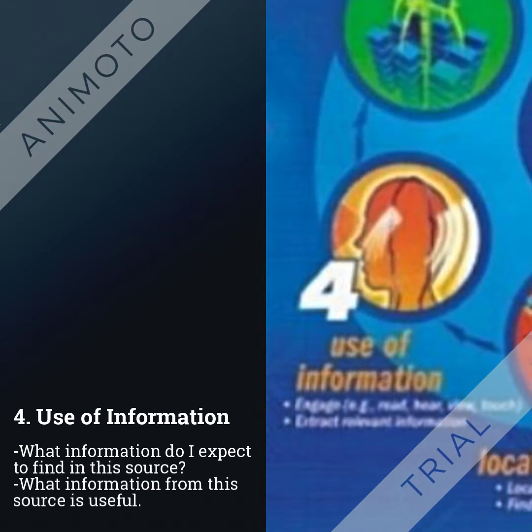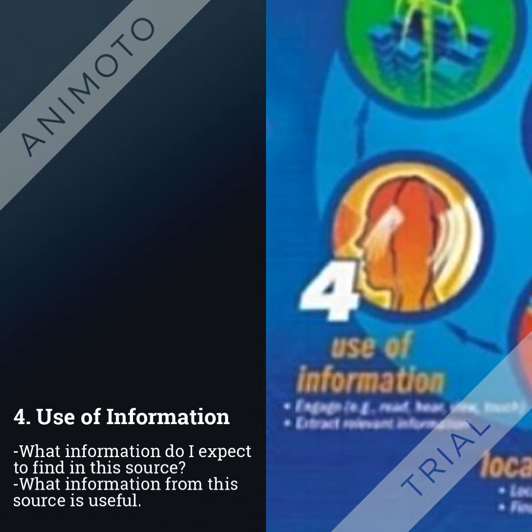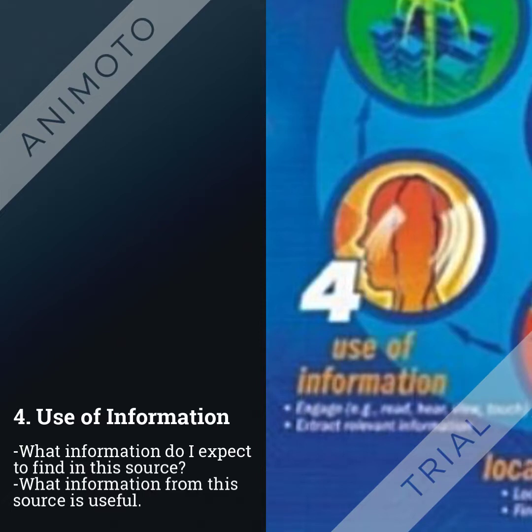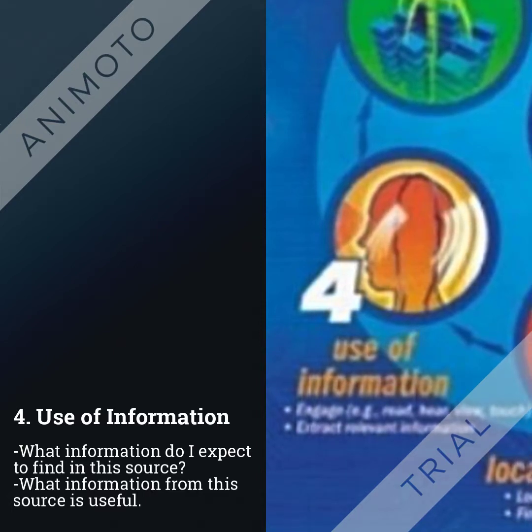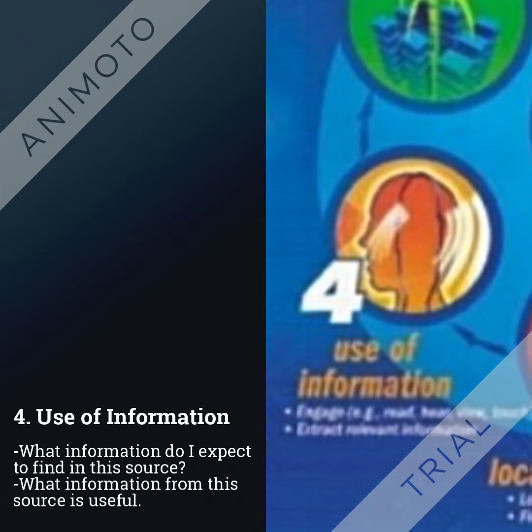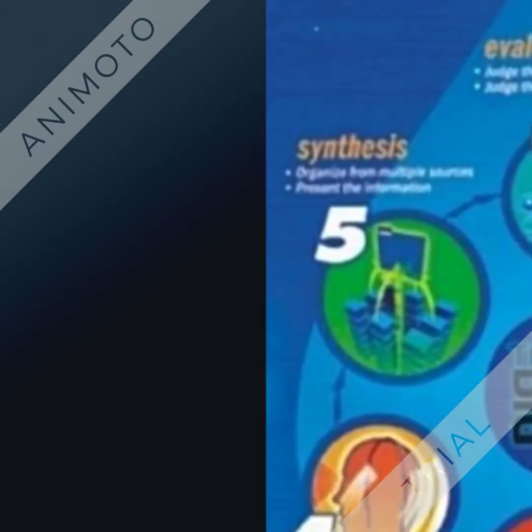The fourth step is the use of information. This is where you want to engage with your information either by reading, hearing, or viewing that information. Then you want to take all of the information that is needed for your topic. Some questions to ask yourself during this phase are, what information do I expect to find in this source? Or what information from the source is useful?